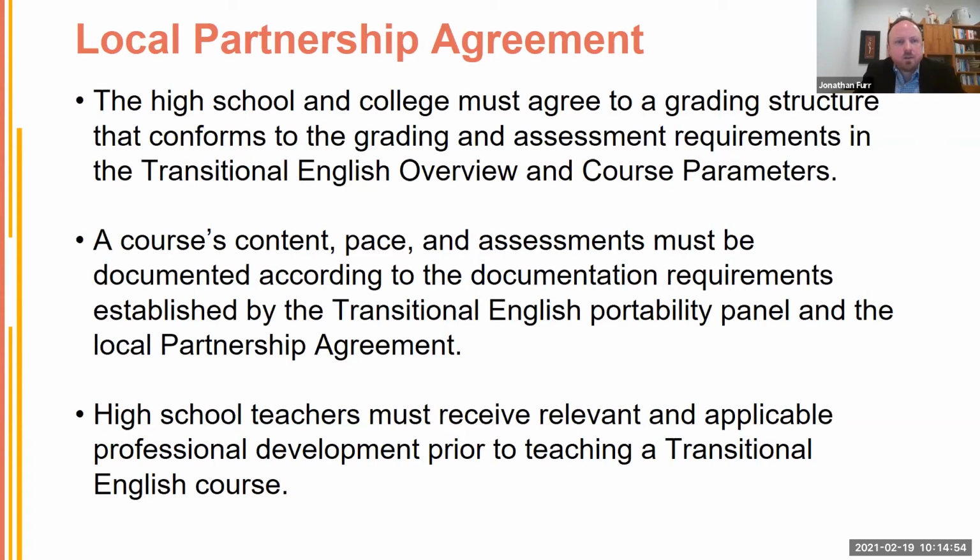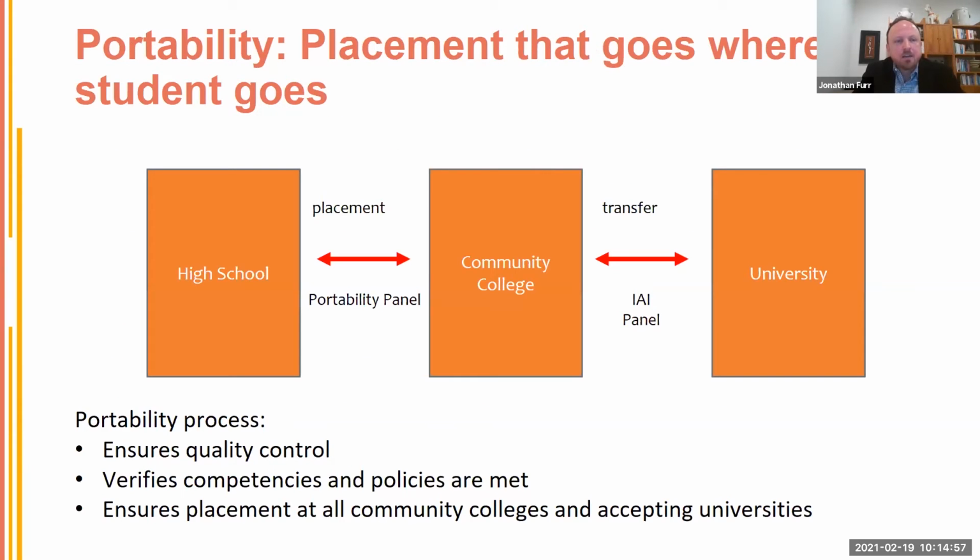Portability is a key part of the transitional instruction system within our state. As you begin to think about it, portability is really looking at the consistency of the coursework between the high school and the community college. The portability panel is supporting the review of that coursework to ensure consistency with state policies and requirements, very similar to what the Illinois Articulation Initiative provides for looking at coursework used for transfer from the community college to the university system. Part of this process is quality control, making sure the panel is reviewing that the state competencies and policies are being met. That provides the assurances for community colleges and accepting universities to be able to accept that course for portability as they move forward.